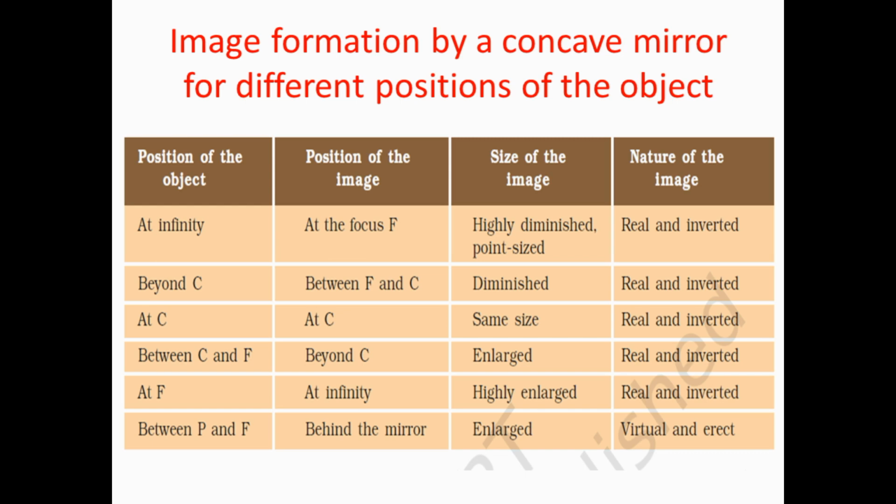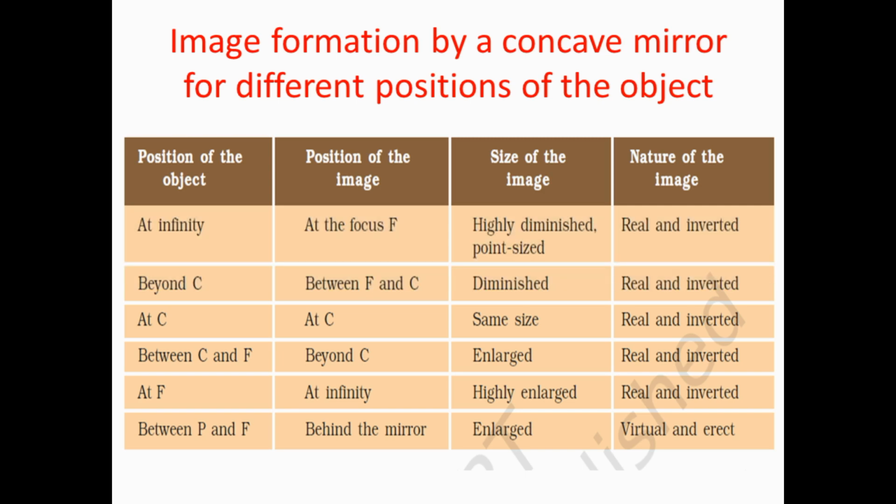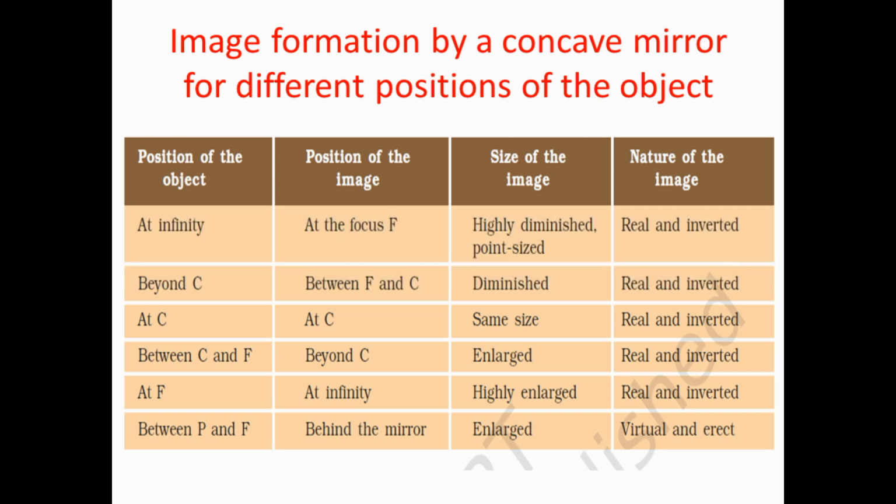Second, we position the object beyond C. C means center of curvature. So we put an object beyond C. At that time the position of the image will be between F and C. The image will be very diminished, very, very small, and it is a real and inverted image. Next, we position our object at C, the center of curvature. Then the image is also formed at C. It is the same size and it is an inverted image.